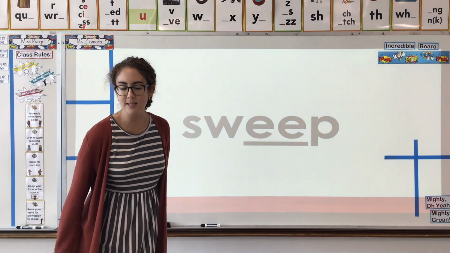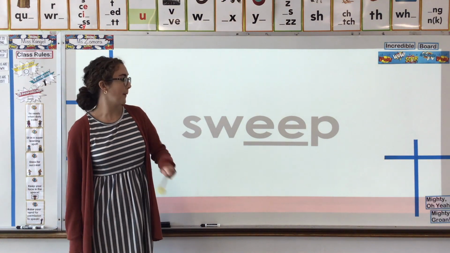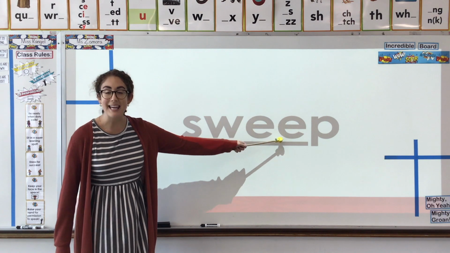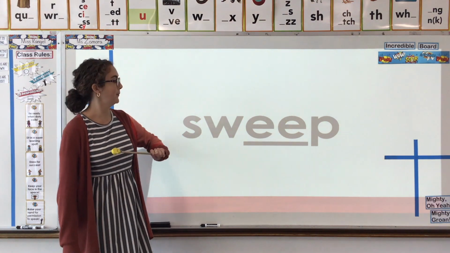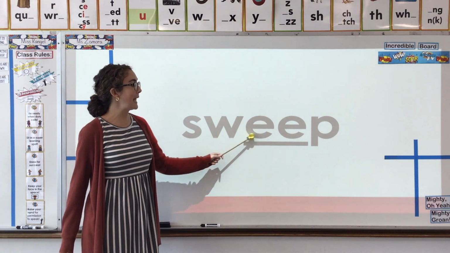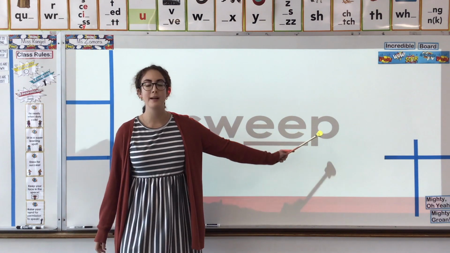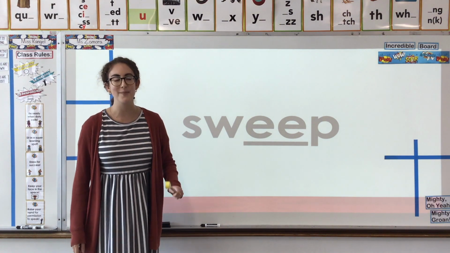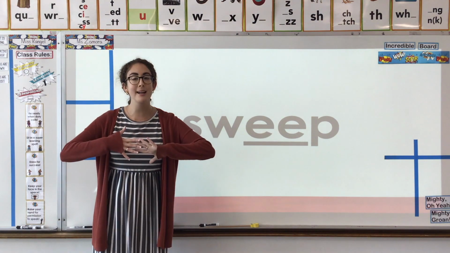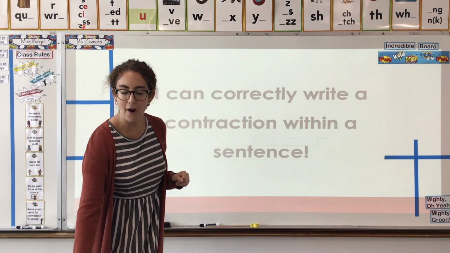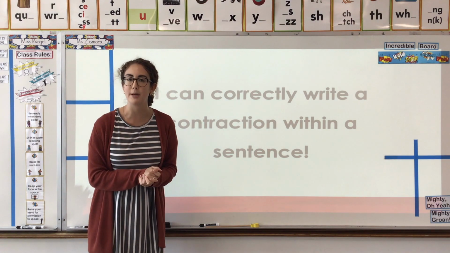And last but not least, what is this word? What does the vowel say? E. So the word is sweep. Sweep. Like if you're cleaning with a broom, you sweep the floor. Good job, second grade. We are done with decoding. So now we can look at our new learning target for grammar.